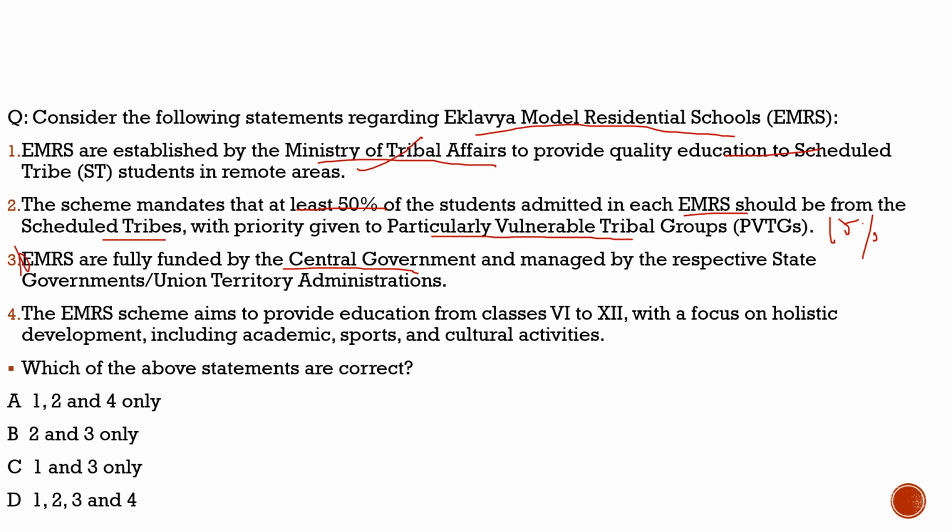Statement 3 is incorrect. Statement 4: the EMR scheme aims to provide education from class 6 to 12 with a focus on holistic development, including academic supports and cultural activities. 100% correct, nothing wrong with the statement. So with respect to this question, the correct statements are statement 1, statement 2, and statement 4. And from the code given below, the correct code would be option A.